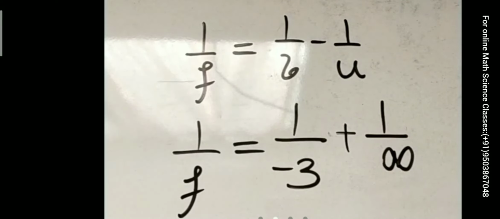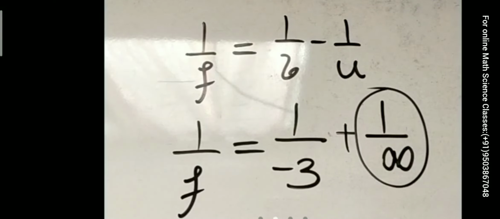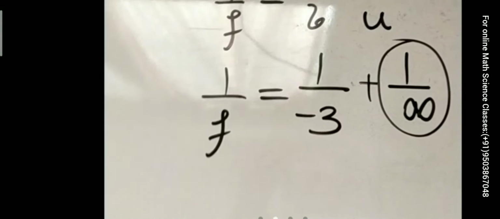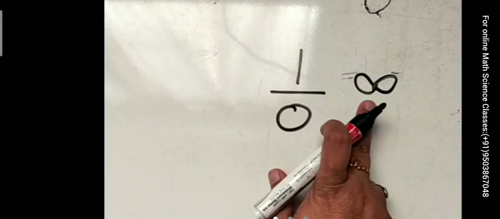So can you tell me what is the value of 1 upon infinity? Infinity is the reciprocal of 0. I will show you here. 1 is 1, 0 is 0, but when you write 1 upon infinity, you cannot define this, and at that time we put a dash. Dash means infinity. These all things we have learned in trigonometry, right? So if 1 upon 0 is infinity, then what will be 1 upon infinity?